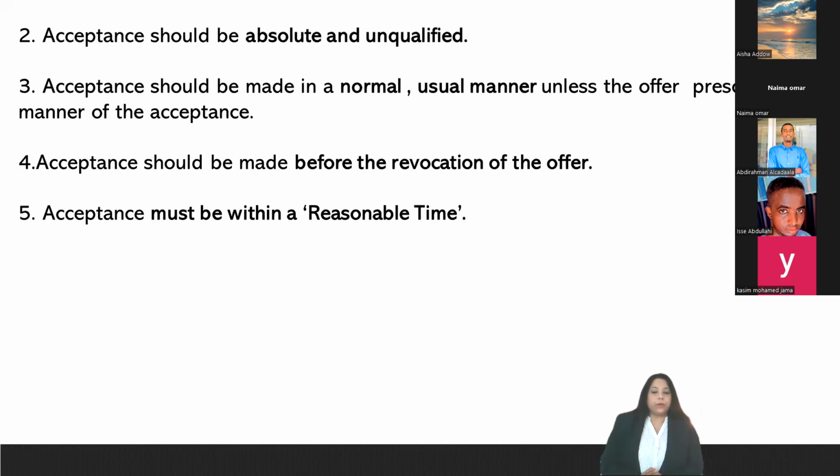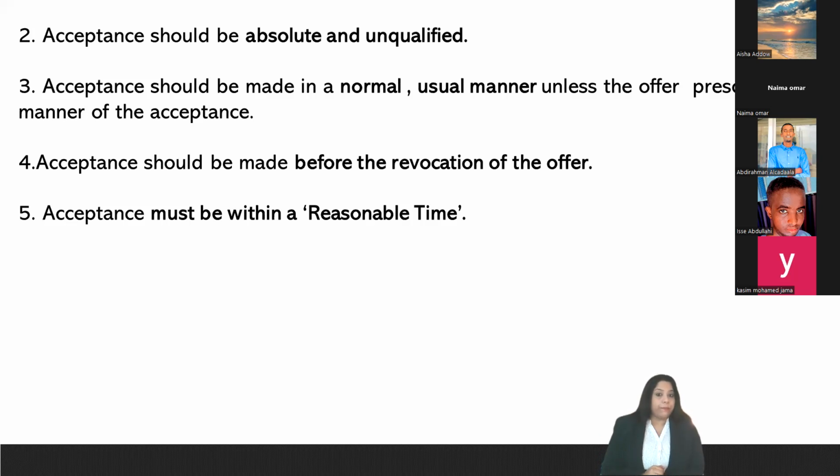Now, acceptance should be absolute and unqualified. It should be direct and unqualified. I mean, there should be no other factors attached to it. It should be yes. Then acceptance should be made in the normal, usual manner, unless the offerer or the terms of the offer prescribe the manner of acceptance. So it should be in a usual manner. Are you understanding me? We will discuss it with case law so that you'll understand further.